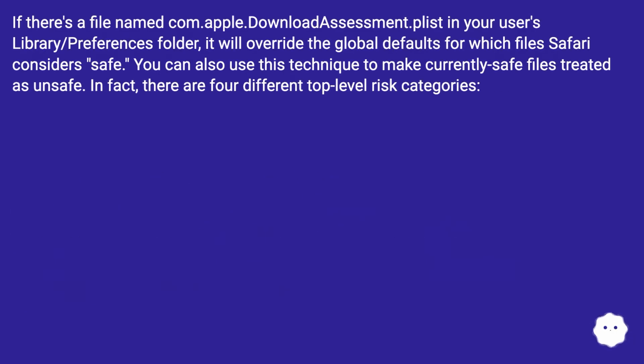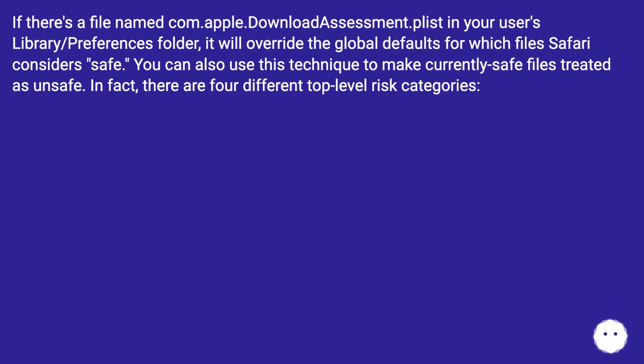If there's a file named com.apple.DownloadAssessment.plist in your user's Library/Preferences folder, it will override the global defaults for which files Safari considers safe. You can also use this technique to make currently safe files treated as unsafe.